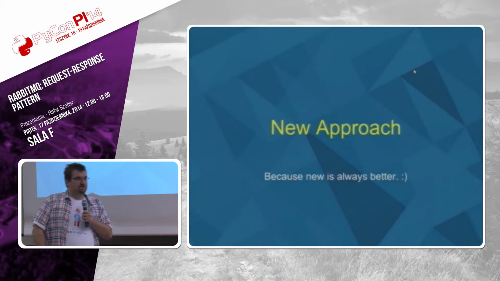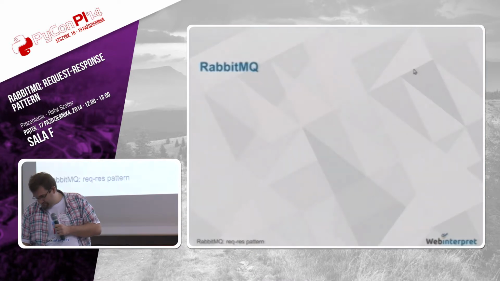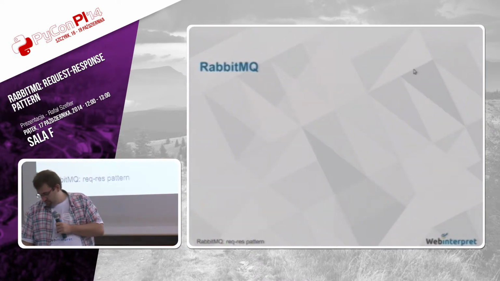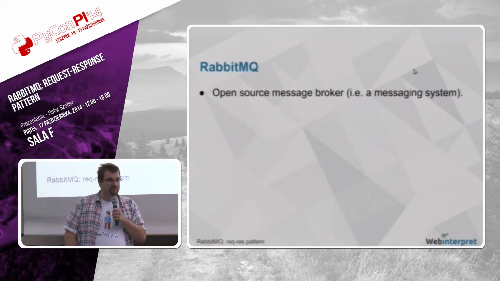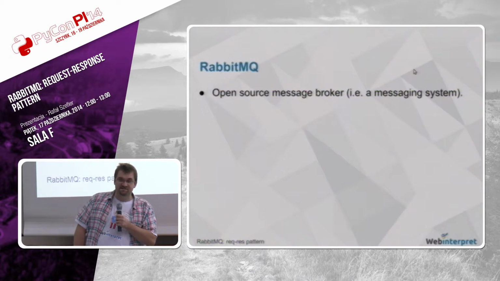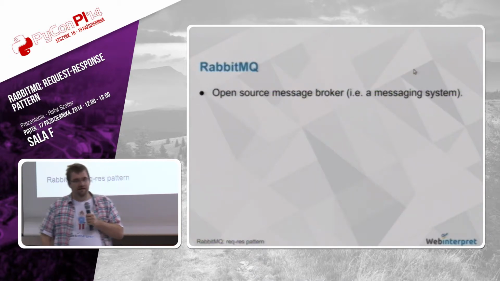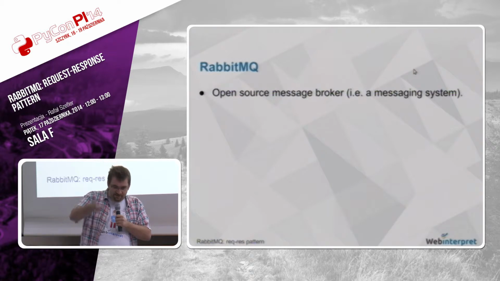So let's talk about a different approach. RabbitMQ. What is RabbitMQ? So RabbitMQ is an open source message broker. It's a fancy name for a messaging system. It's a server that processes messages. Messages go to RabbitMQ from one server, and the other server can take messages back.